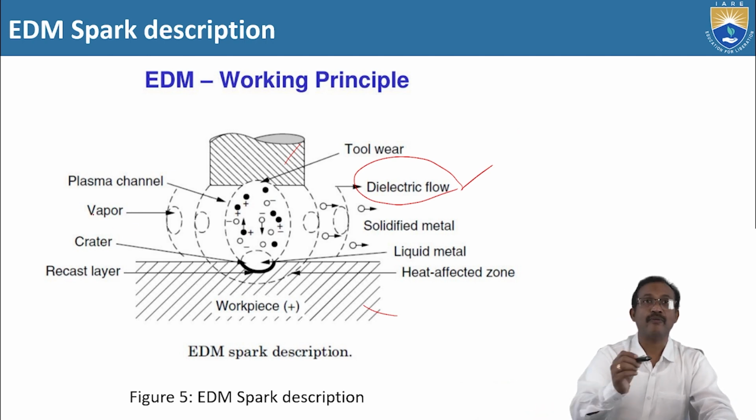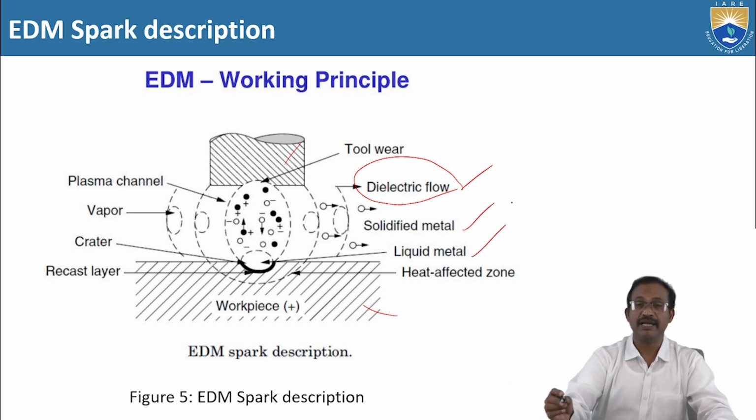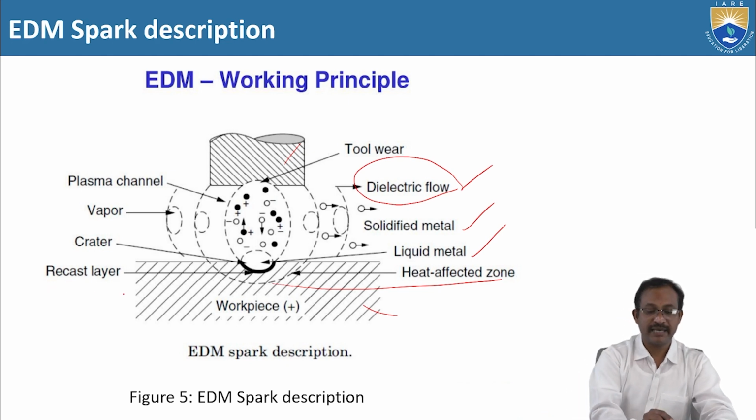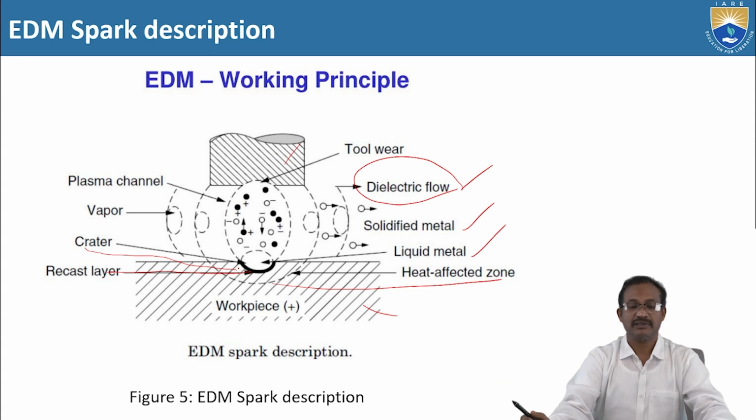Next here, vapor. So vapors will come to extreme positions. This is solidified metal, and at this stage we can see liquid metal. So this is the heat affected zone. This is the recast layer. So here the arc crater that we can see here. Right.